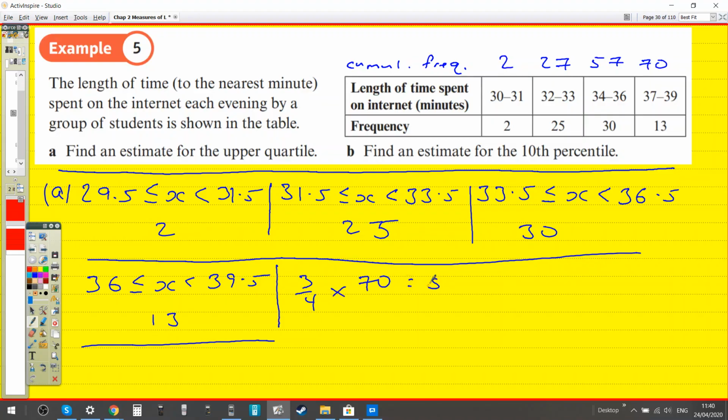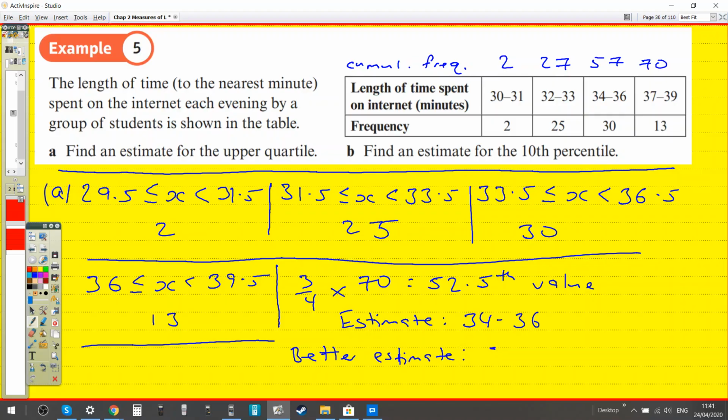So what is the 52nd point fifth value? That's in the 34, 36. Yes. So an estimate of the upper quartile is 34 to 36. A better estimate would be what? 35. So a better estimate would be 35.